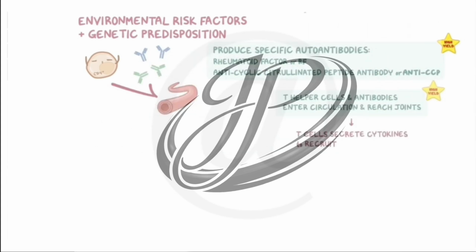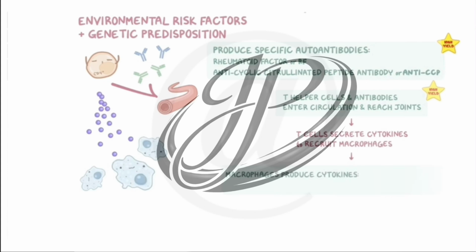These antibodies that are now made, along with those T helper cells, will enter circulation and reach the joint. T helper cells will secrete cytokines, because of which macrophages will be attracted to the crime scene. Macrophages again will secrete their set of cytokines. Again, we don't need to remember their names, because of which synovial cells will spread further, right?